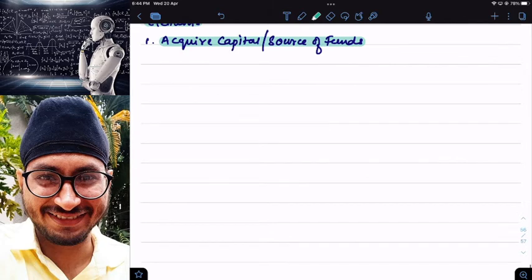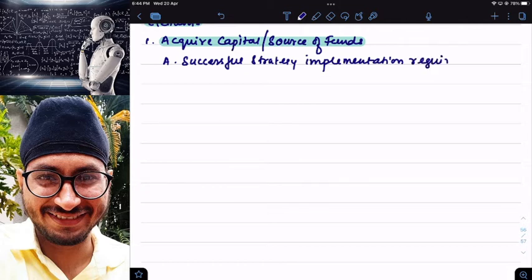So remember one thing, if I want my strategy to be successful, I need money. Simple. Without money, even the best strategy may become useless. So that is why we can say that successful strategy implementation requires capital. Clear? Successful strategy implementation requires capital.